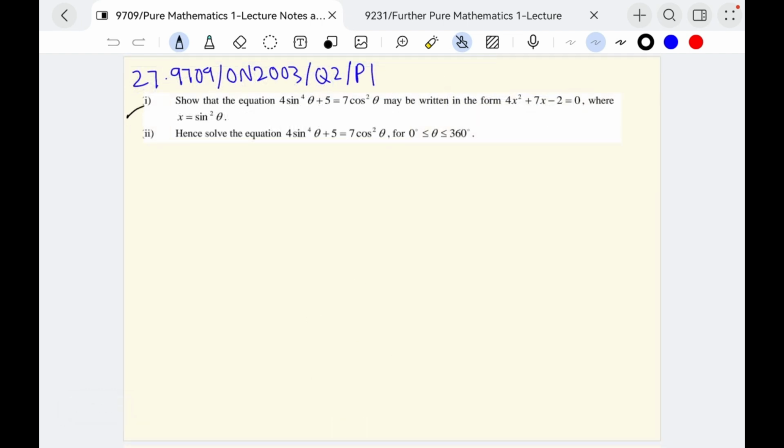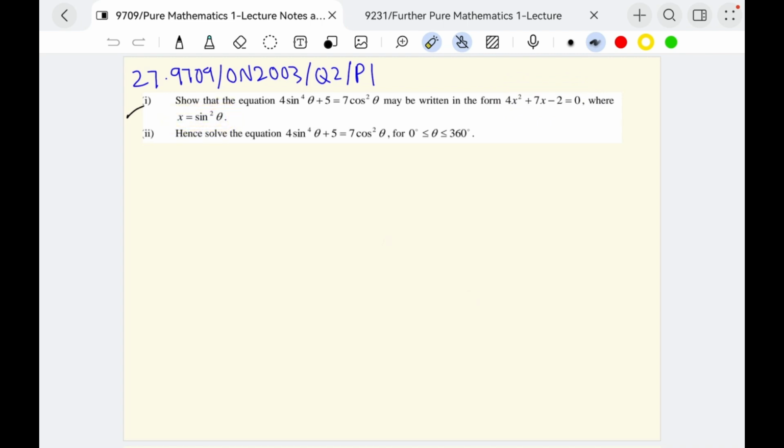Okay, move on to the next question, which is question 27. It's also a past question from 9709, October/November 2003, question 2 from paper 1. First part: show that the equation 4 sine power 4 theta plus 5 equals 7 cos square theta may be written in the quadratic form shown here, which is 4x squared plus 7x minus 2 equals 0, where x equals sine square theta.